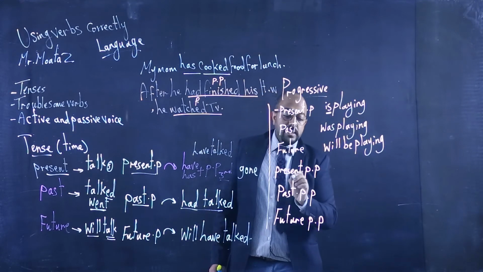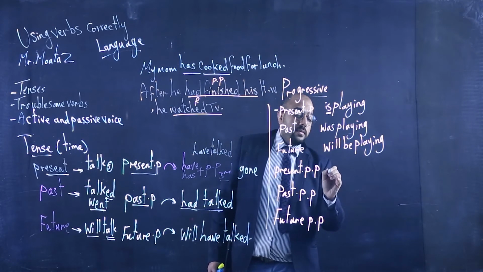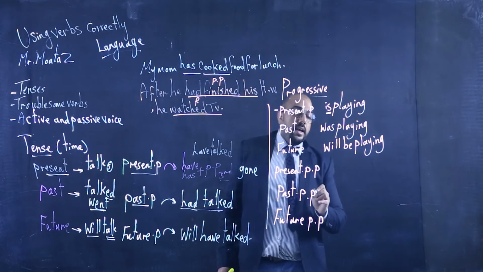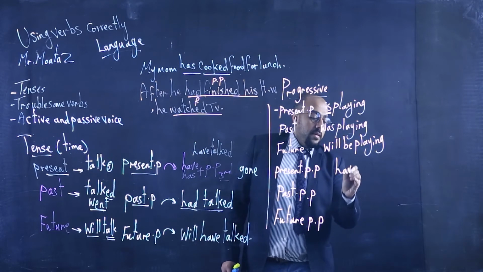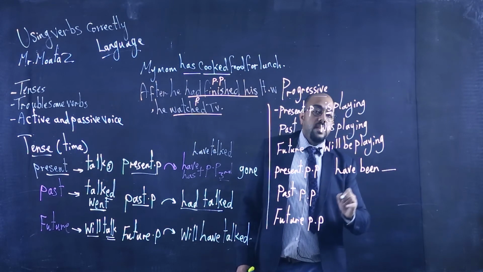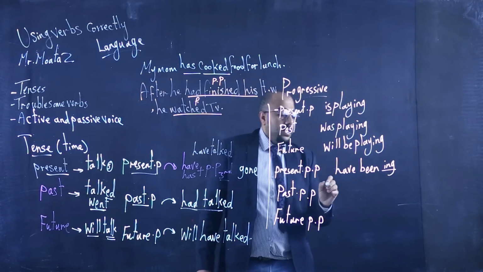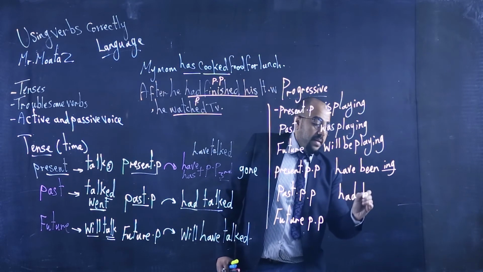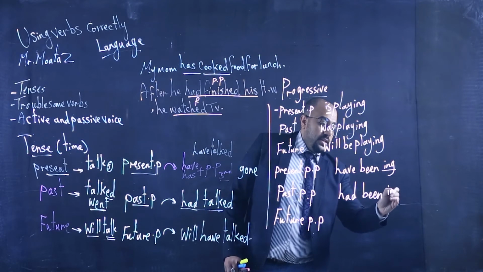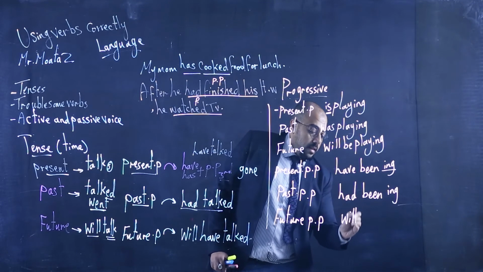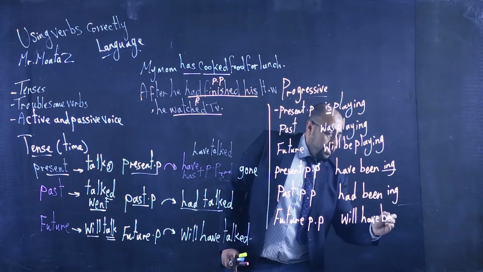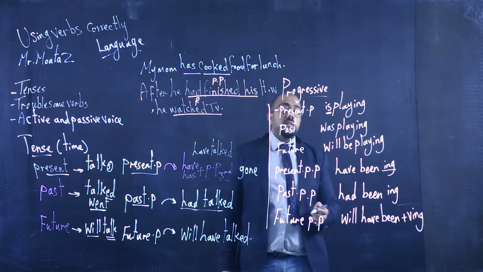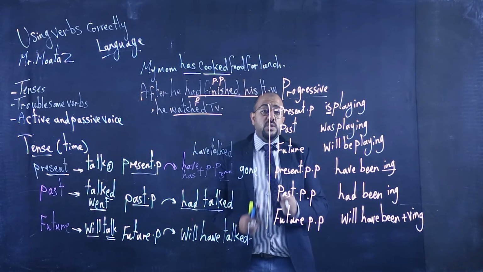What about the present perfect progressive? We have have or has followed by been and the ing. So it will be have been eating, or has been eating. The past is had been, then the verb with ing, and finally will have been, then plus the verb with ing. So here are the progressive forms of a verb that show a continuous action.